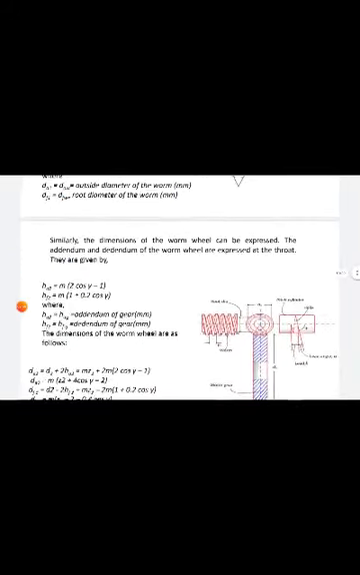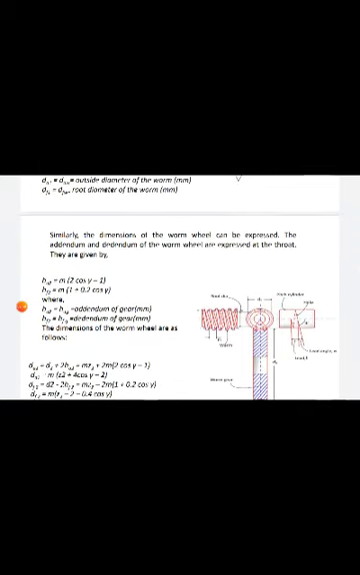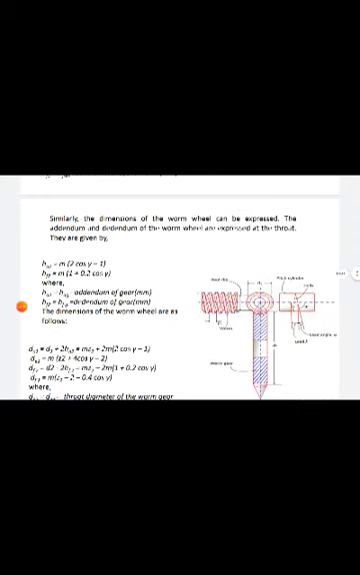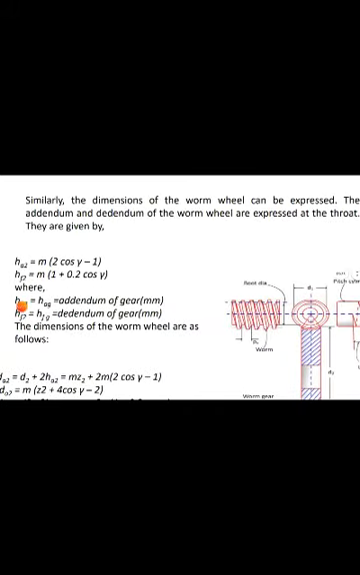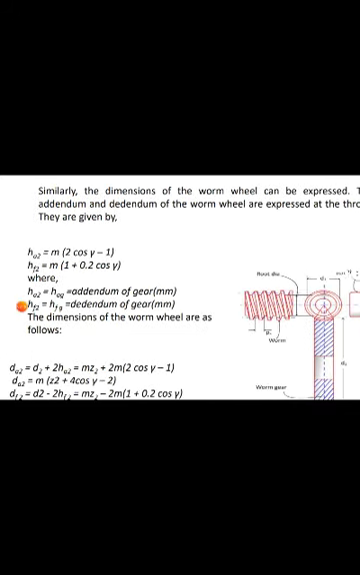Now similarly, we'll see the dimensions of worm wheel or worm gear. As in worm we had the indication W, here you will be having G or 2. HA2 is the addendum of gear, or it is called HAG, and the formula given is module into (twice of cos lead angle minus 1), and dedendum is module into (1 plus 0.2 cos of lead angle).